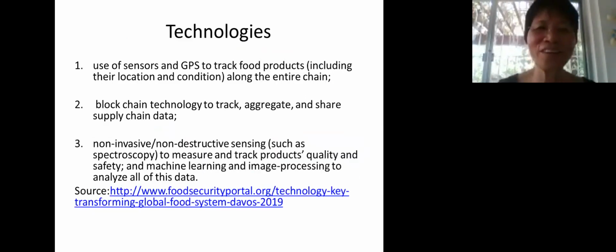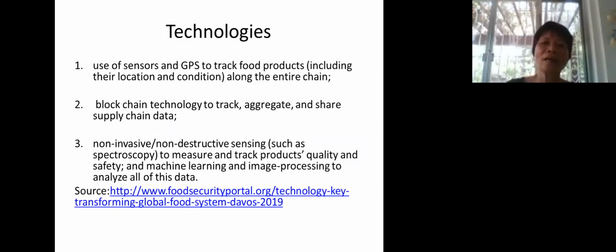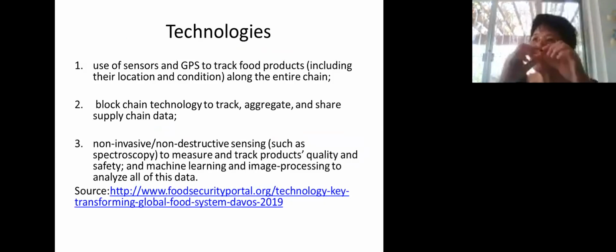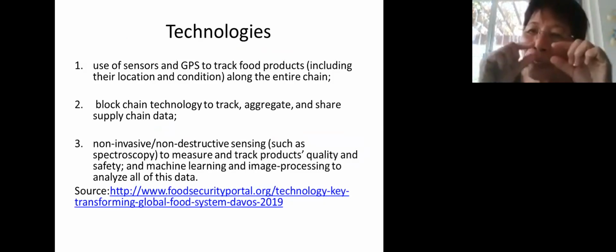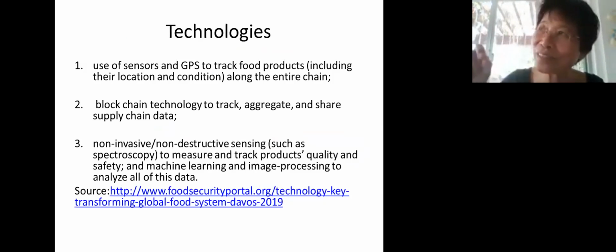Now, what are these technologies? How do they trace the food from the farm to the table? One of the recommendations in Davos, Switzerland 2019 is the use of sensors and GPS to track food products. I don't know if you have seen the machine; there is a chip. You put a tiny microchip in the cargo of food so that you can trace where it is going.